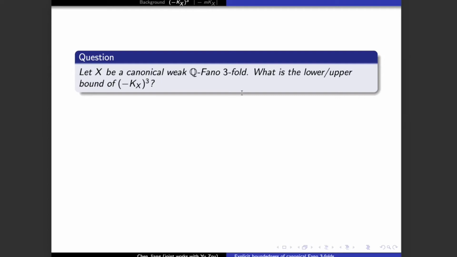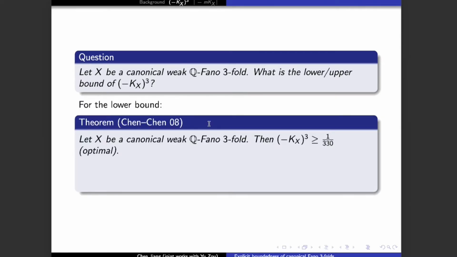Okay. So for the lower bound, actually there's a very nice result. This is actually, I think, the first explicit result for Fano threefolds with canonical singularities or with terminal singularities. So this was proved by Jungkai Chen and Meng Chen in 2008. Their result says that if X is a canonical weak Q-Fano threefold, then the volume is bounded from below by 1/330, and this is actually optimal. So we can take the equality. The equality holds.